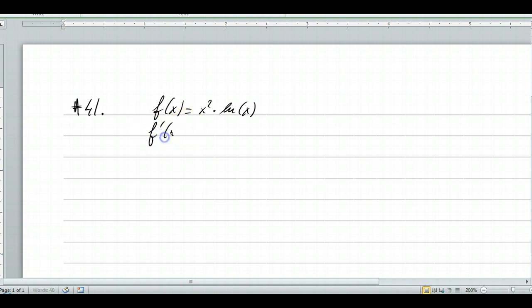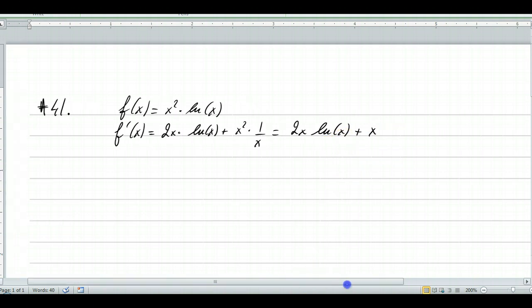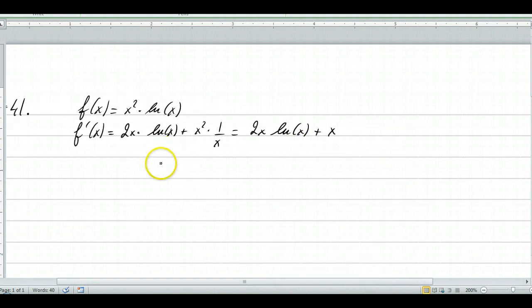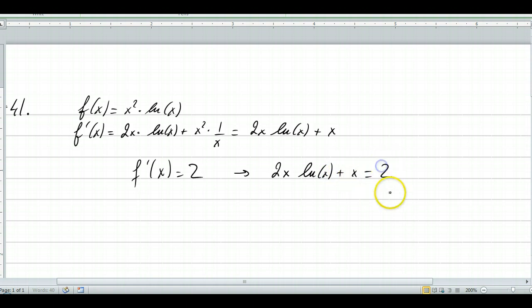So what's the slope of the tangent line? Let's get the derivative. 2x times ln x plus x squared times 1 over x. So it is 2x ln x plus x, okay? So what do we want? We want the slope of the tangent line to be equal to 2, right? So we need to have 2x ln x plus x equal to 2.